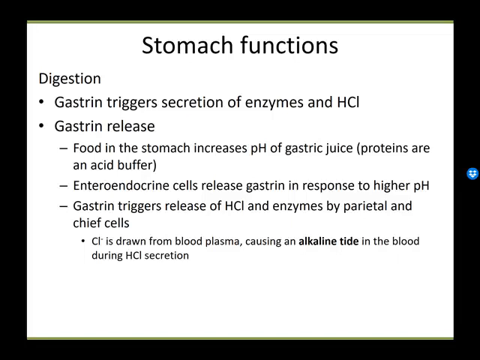Remember when we were talking about how we transport oxygen and CO2, and we said that there was something called a chloride shift, right, when we were buffering hemoglobin? Well, we're bringing back that chloride again. So we draw that chloride from the blood plasma, and that causes something called an alkaline tide in the blood during hydrochloric acid secretion. You got to be really, really careful if you're measuring arterial blood gases in a patient who has just eaten because of this alkaline tide.